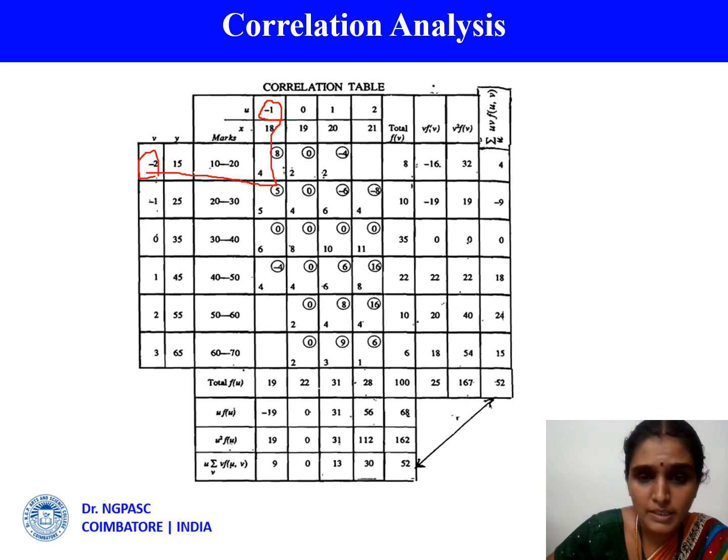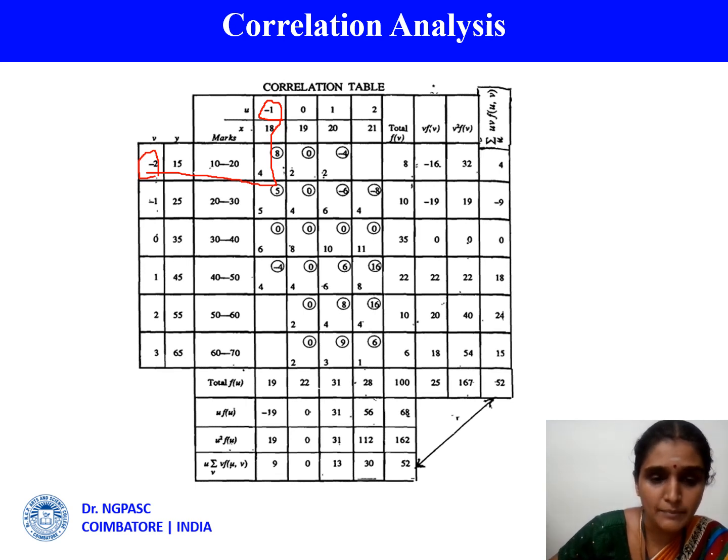The next column is v square into f of v. Here in this row, v is equal to -2. So -2 the whole square into f of v will give you 32. Similarly, you calculate the remaining things. The same is done column wise, that is u into f of u and u square into f of u.